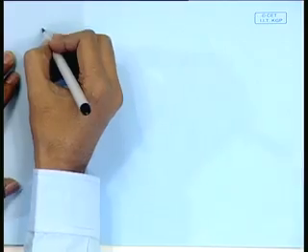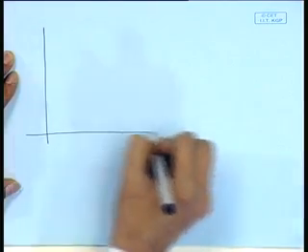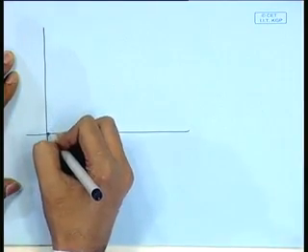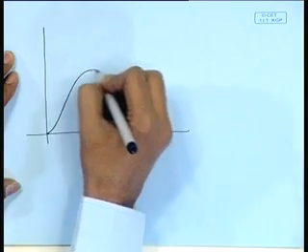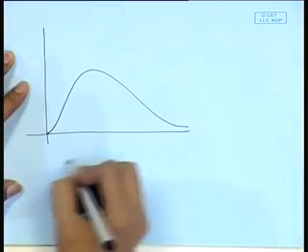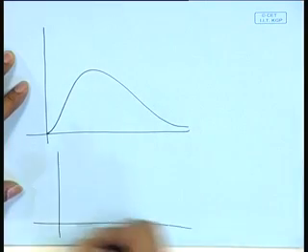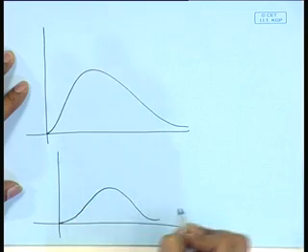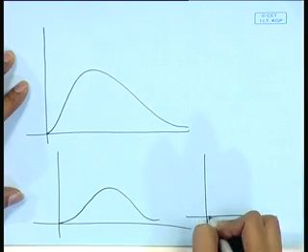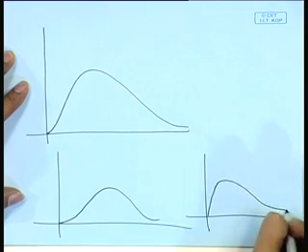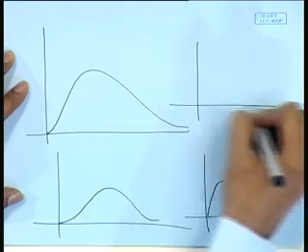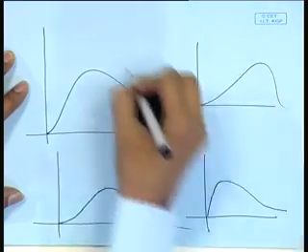Now, when we make a histogram, the shape of the curve tells something about that. So, for example, if we draw a histogram and the curve is coming something like this, or like this, or like this.